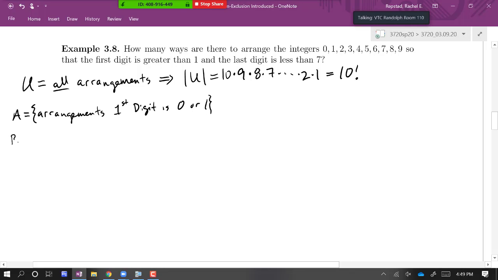And we'll let B be the set of arrangements where the last digit is, let's see, they ask about the last digit being less than 7, so I'll let B be the arrangements where the last digit is 7, 8, or 9. That's the complement of what we're looking for.